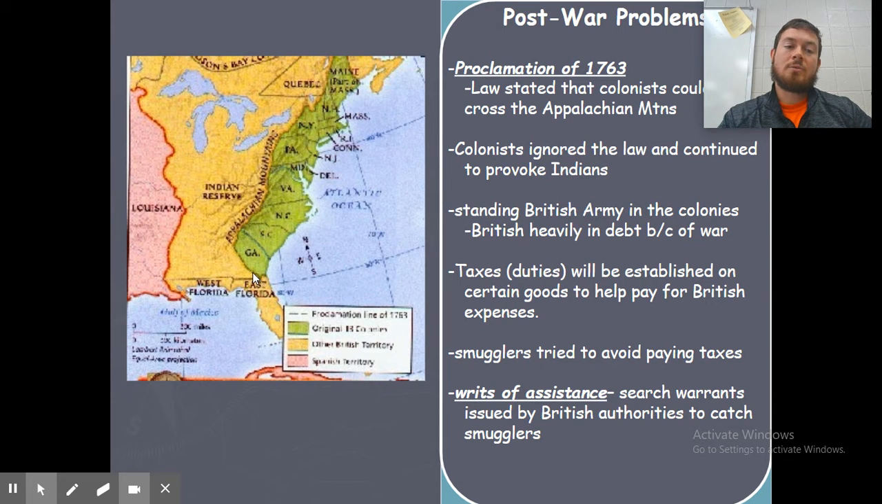And the British government says, do not cross here. Colonists ignore it and basically provoke the Native Americans because the Native Americans now have this territory. So basically the colonists are invading their territory and they don't like it, so then they retaliate.